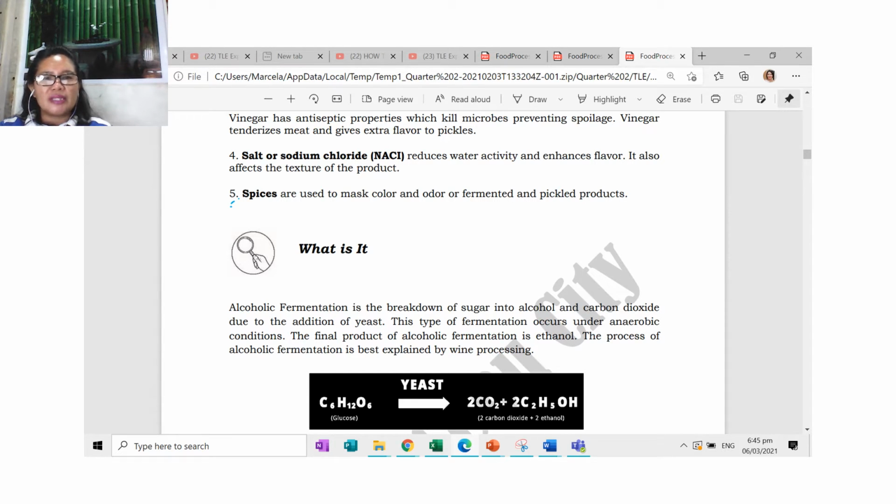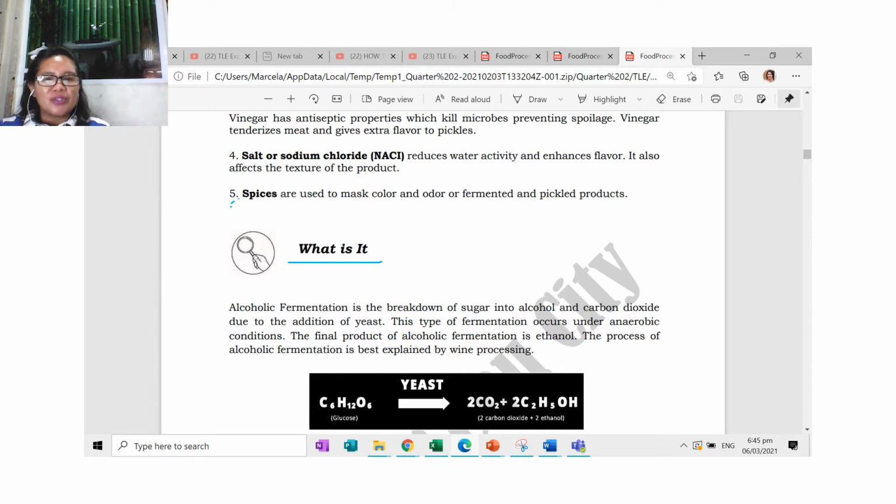So what is alcoholic fermentation? It is the breakdown of sugar into alcohol and carbon dioxide due to the addition of yeast. This type of fermentation occurs under anaerobic conditions. The final product of alcoholic fermentation is ethanol. The process of alcoholic fermentation is best explained by wine processing.